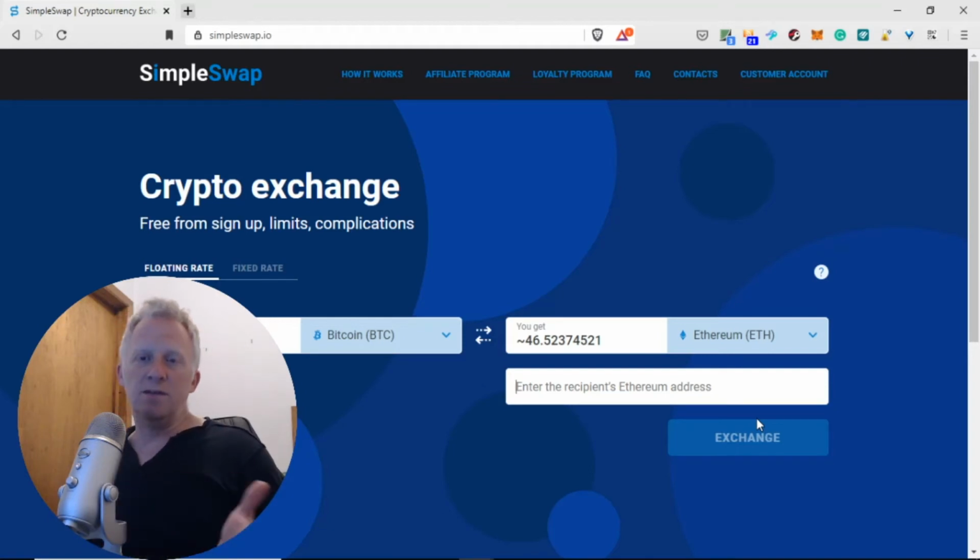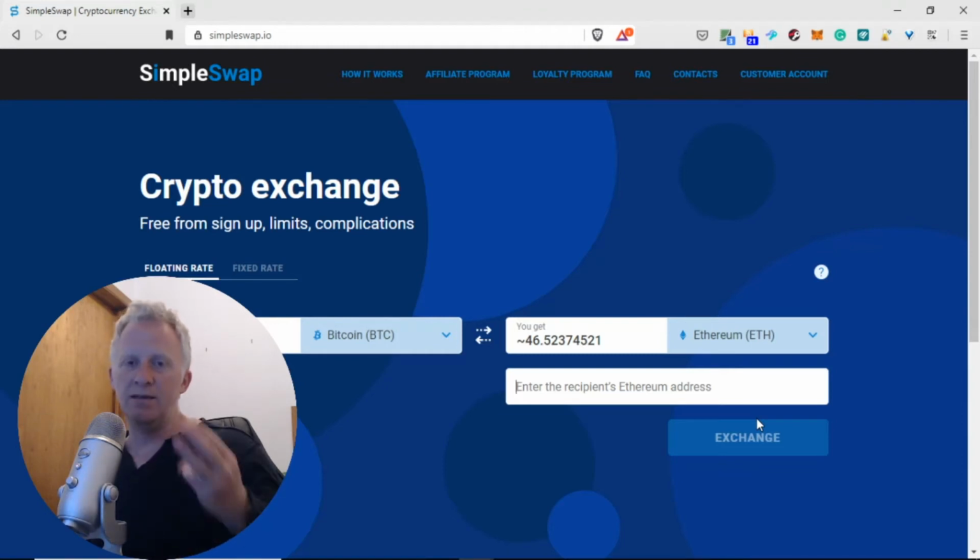So far I just did two trades on SimpleSwap, and the third one is processing as we speak. So it works. The only thing is you need to have patience. Normally it's going to take about 1 or 2 hours before everything is cleared from the other part, but rest assured that it is working and the support is great.